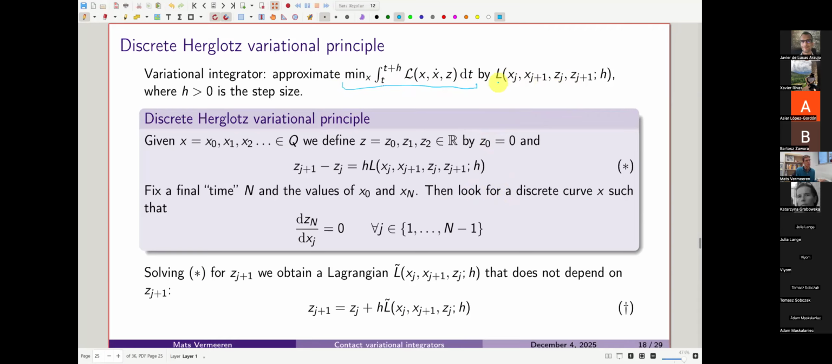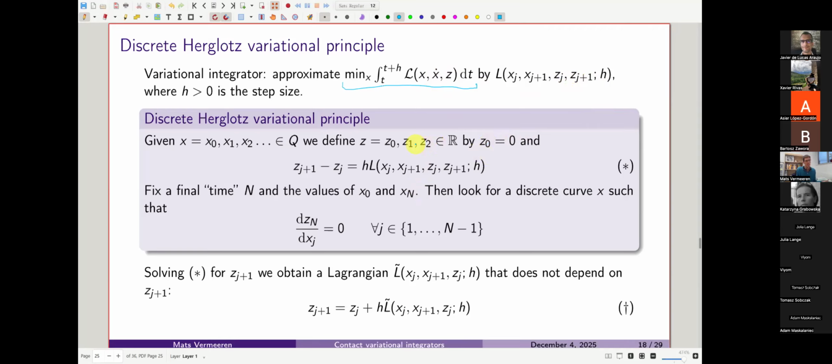I allow the discrete Lagrangian to depend on two neighboring points for x and also two neighboring points of z. For x, this is natural because you need to be able to approximate its time derivative. For z, the only dependence on z was z itself, so it's maybe a bit unnatural to put both points z_j and z_{j+1} in there. One benefit is that you can, in a very explicit way, write down symmetric discretizations.